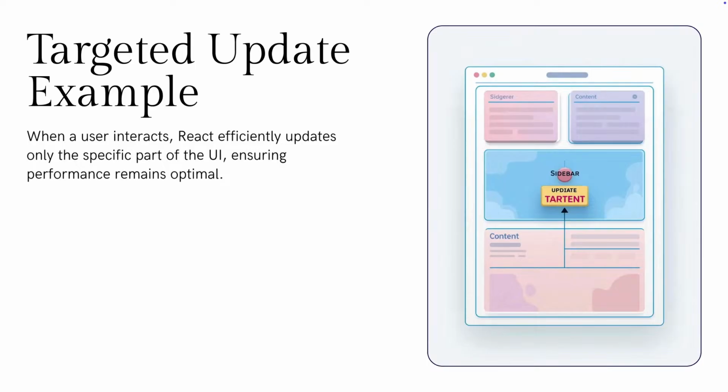Let's take a simple example. Imagine a page with a header, sidebar, content, and footer. If a button inside content changes, only that button is updated. Header, sidebar, and footer remain untouched. This shows how efficient React updates are.